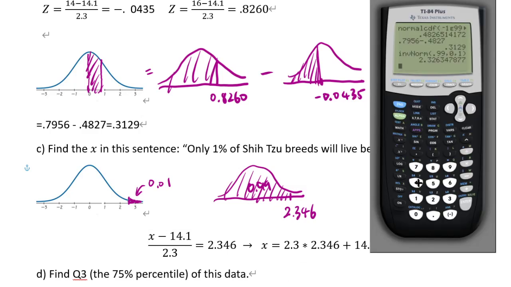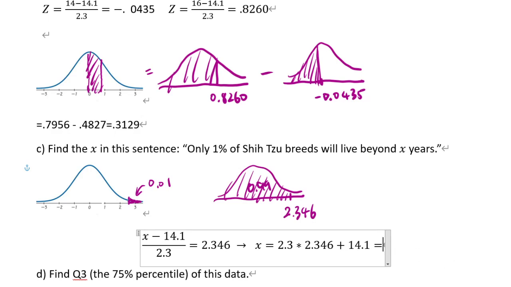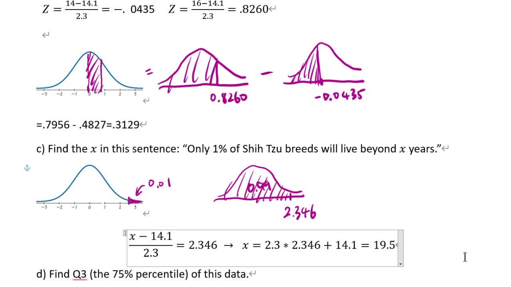So you want to do 2.3 times 2.326 plus the average 14.1. So that's 19.5. So you can say that only 1% of Shih Tzu breed will live beyond 19.5 years. So after 19 and a half years, 99% of Shih Tzu breed would have died.